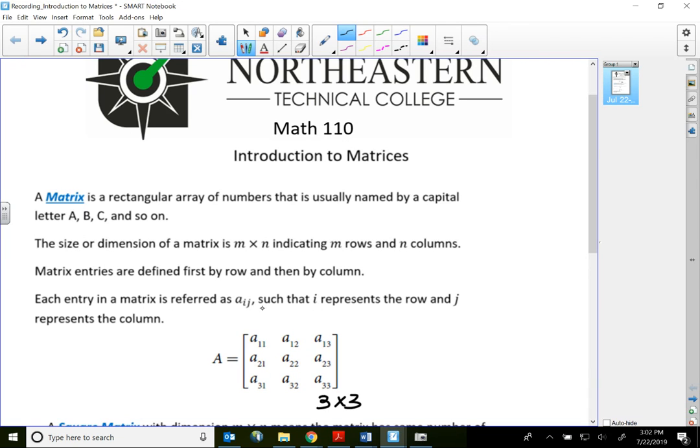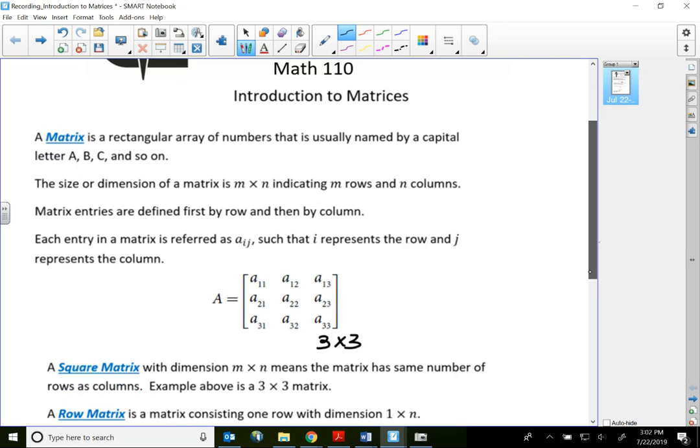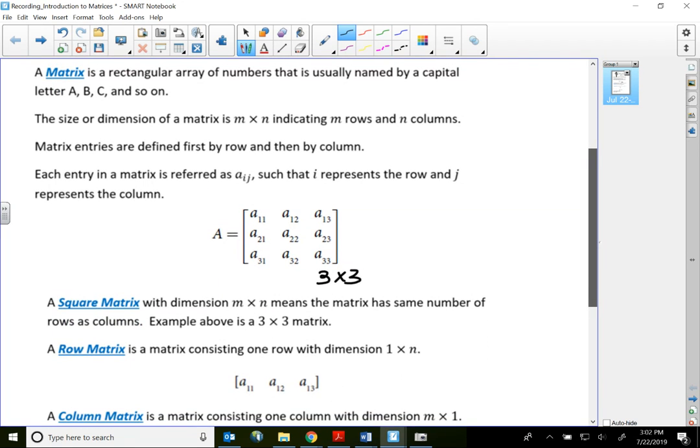Each entry in a matrix is referred to as the aij entry. i stands for what row it is on, and j stands for what column it is on. So i represents the row, j represents the column. So this 2 right here in matrix A is in row 2, column 2. So that will be that entry. That's how we actually read matrices.